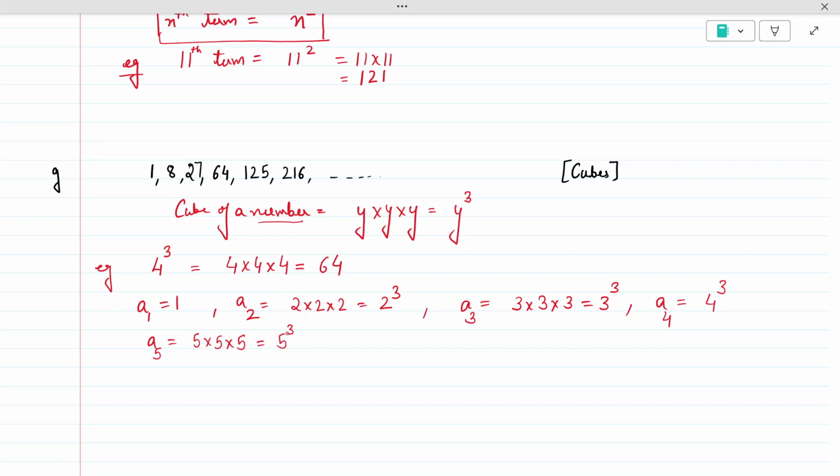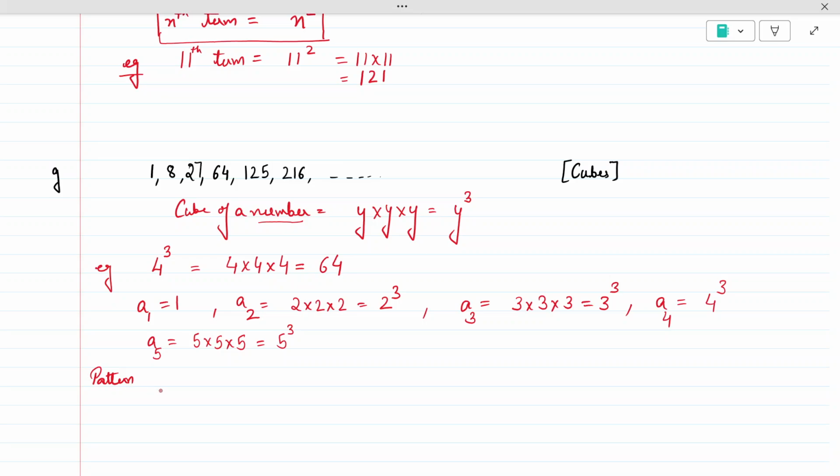So we can easily see that in this whole series, the term present at every position is the cube of the position itself. First position, cube of 1. Second position, cube of 2. Then cube of 3, cube of 4, and so on. So we can now easily identify the pattern.